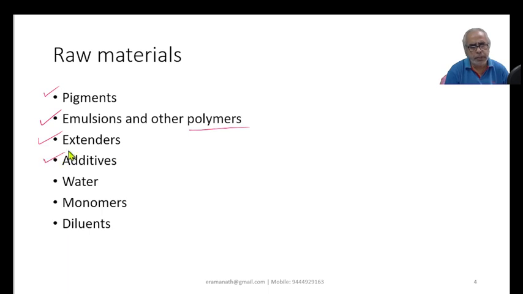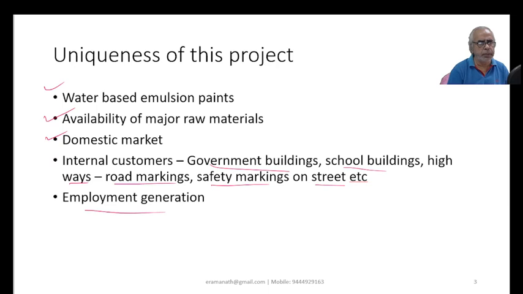Then the paints may require some additives, and as we all agree, water is the universal solvent, so the quality of water is also very important. And we need to add some monomers and some diluents. So these are the major raw materials to manufacture water based paints like emulsion paints, distemper paints, etc. I'm focusing here only on water based paints.